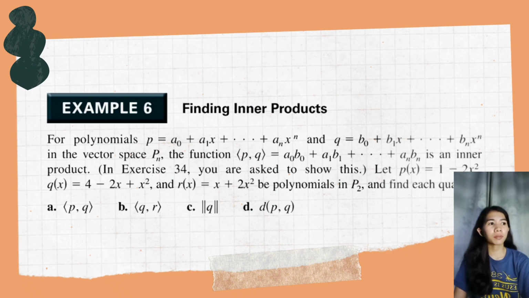In example number 6, we will find the inner products of the polynomials. We have here the example of p of x equal to 1 minus 2x squared, and q of x is 4 minus 2x plus x squared, and r of x is equal to x plus 2x squared, as polynomials in P sub 2, and find each quantity. So in letter A, the inner product of p and q, and B, the inner product of q and r, and C, the length of q, and D, the distance between p and q.